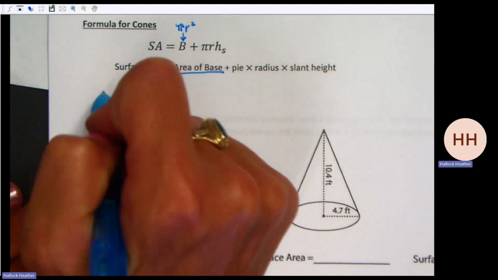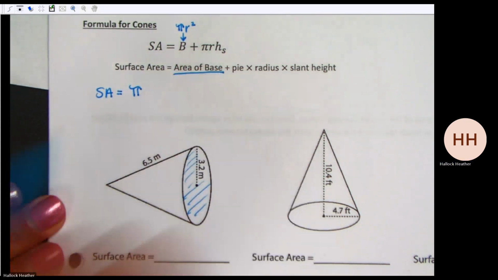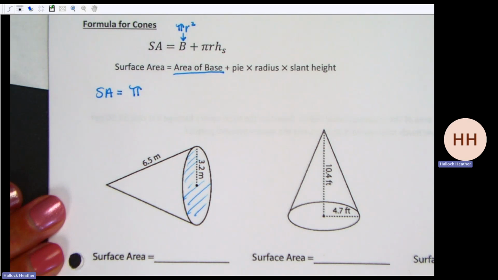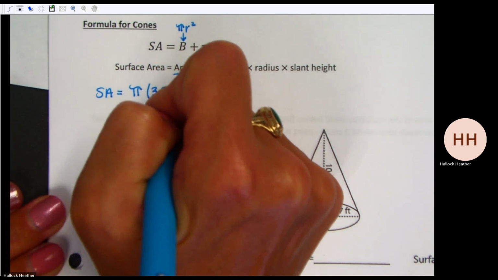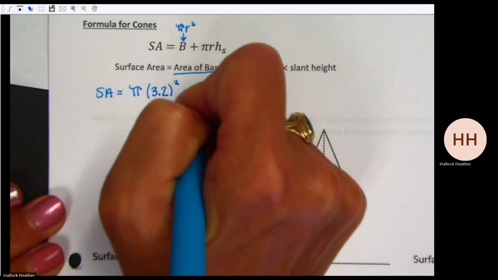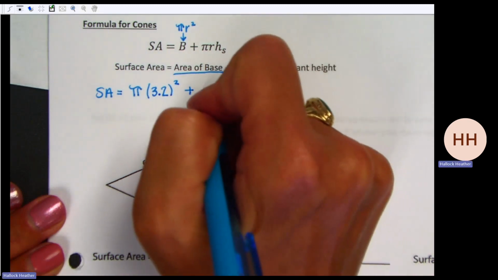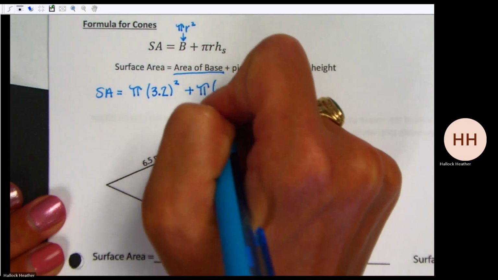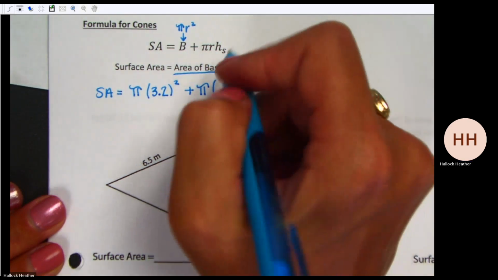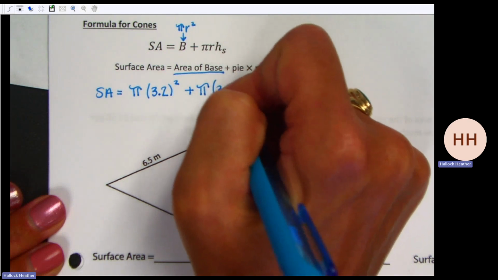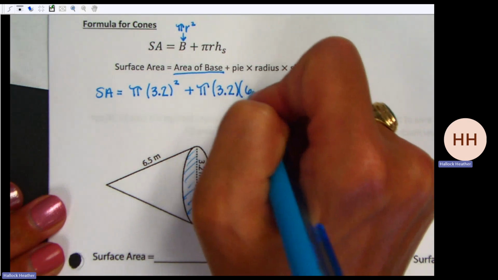So I am going to do surface area equals pi. My radius is what? 3.2. I'm adding pi again. I have the radius multiplied by the slant height. So my radius is 3.2 again. And I'm multiplying by the slant height, which is 6.5.